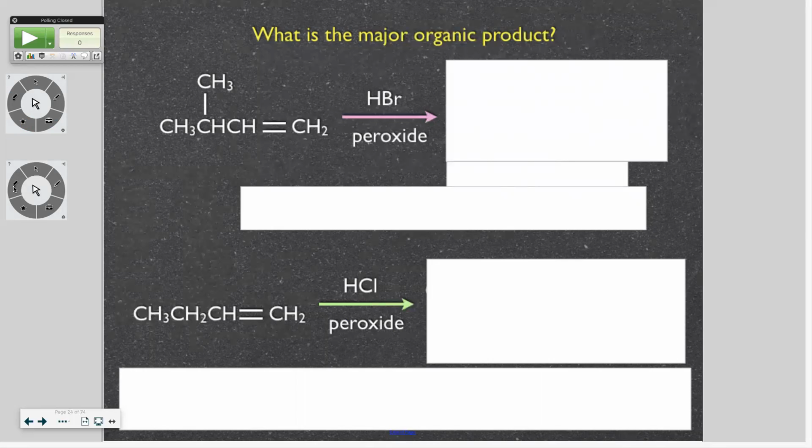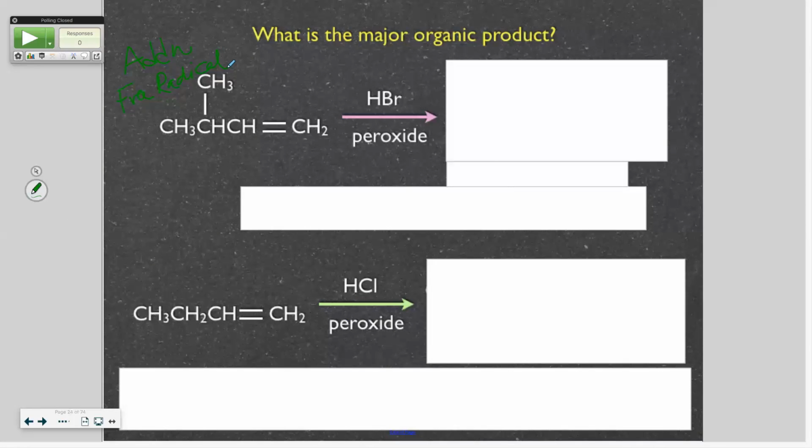What do you think? What kind of reaction is it? Addition. And what mechanism is it? Free radical. What are we doing to the double bond? We're adding a hydrogen and a bromine. Who gets the hydrogen and who gets the bromine?